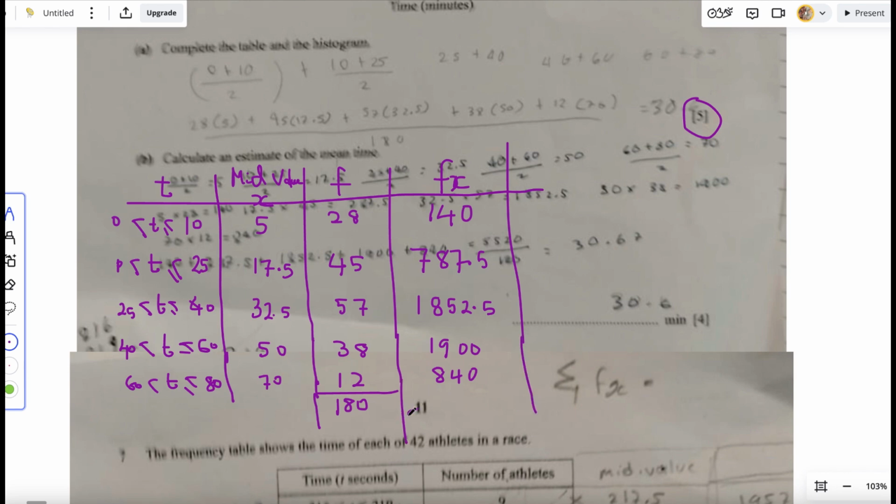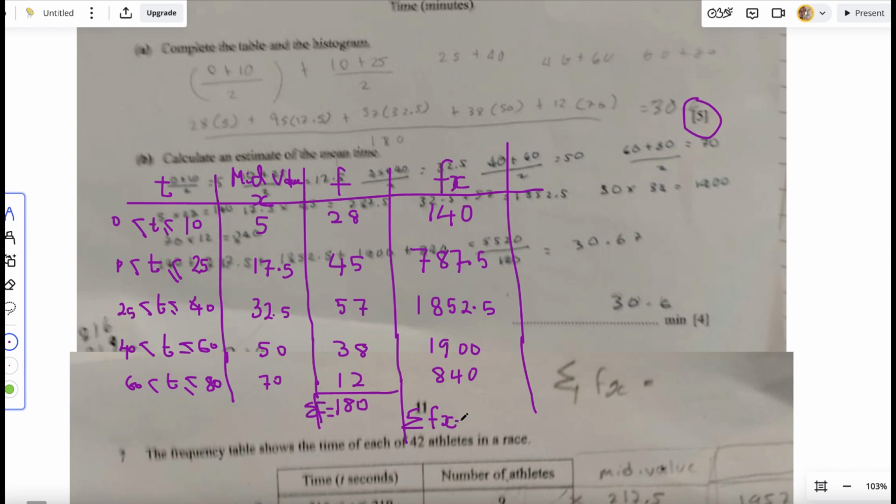You know the meaning of sigma? Sigma means summation. Means add f of x together. Sigma notation means summation notation. This one is sigma f. Sigma f means sum all the frequency. We summed all the frequency, we got 180.